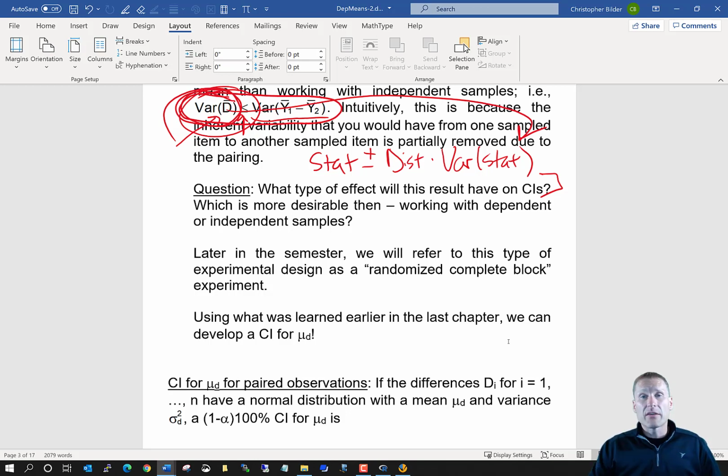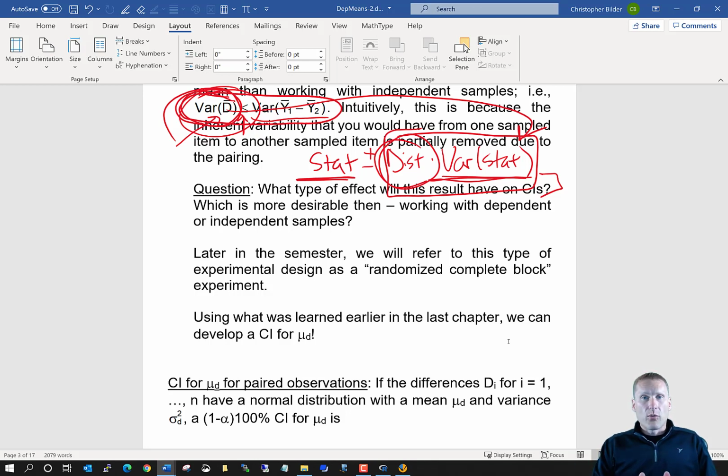And we talked about this originally when we were dealing with just one population mean. If I have a smaller number here than what I had before, I'm taking that smaller number times this distributional quantity. So combined, this is going to be overall a smaller number. And I'm adding and subtracting that always from our statistic. And thus now my confidence interval will be smaller in width, or in other words, narrower than what it would have been before if I had independent samples.